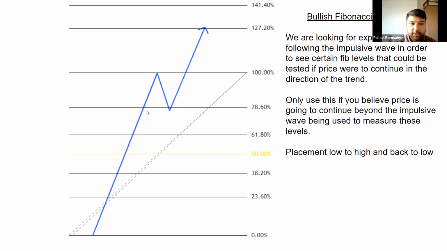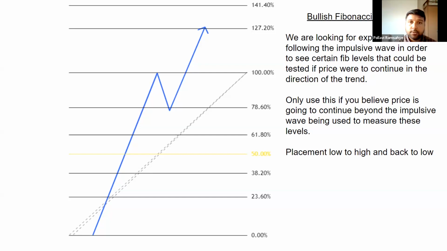We can place this Fibonacci tool. Again, for the bullish Fibonacci expansion, we place from low to high, to the high point, and then back to the low point. It's very important. Low to high and back to low. We only use this if we believe price is going to continue beyond the impulsive wave being used to measure these levels. What I mean is the overall trend. For example, if you're measuring the trend using the daily time frame, where is price going? Where has price been? Is it continuing upward or downward?